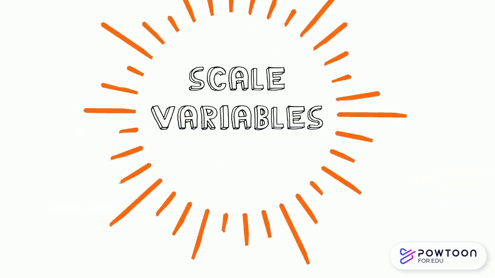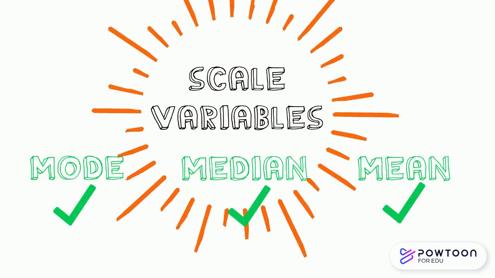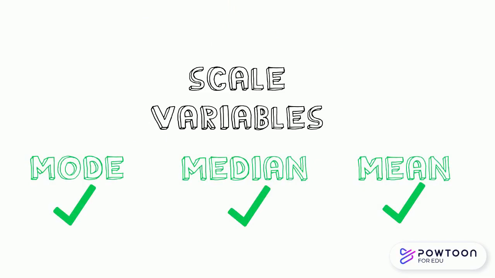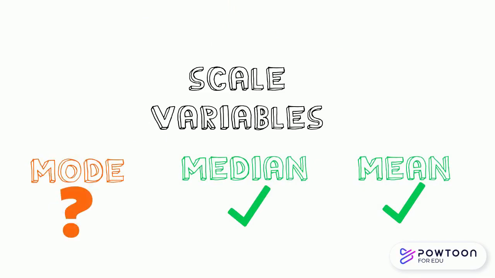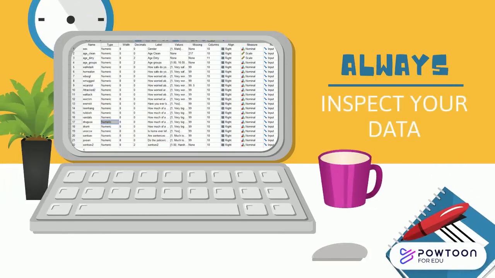Scale variables are a bit like the Holy Grail, as we can use all 3 measures of central tendency with them. However, the mode isn't always the most useful for scale variables, especially when we have large amounts of data where there can often be multiple modes. In general, the mean is used most commonly for scale data, as it makes use of its numerical nature. However, it's always worth looking at your data before deciding which measure of central tendency to use, as the mean can be heavily affected by outliers.